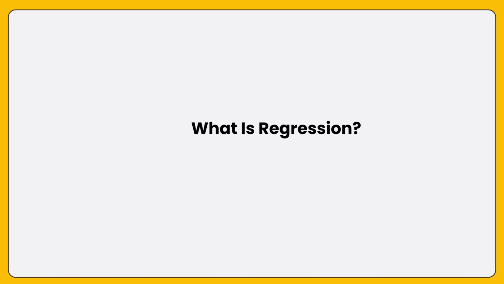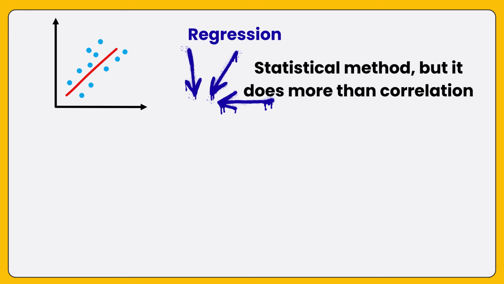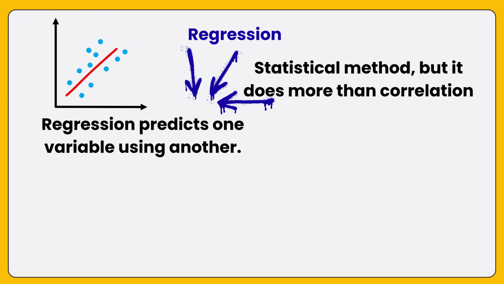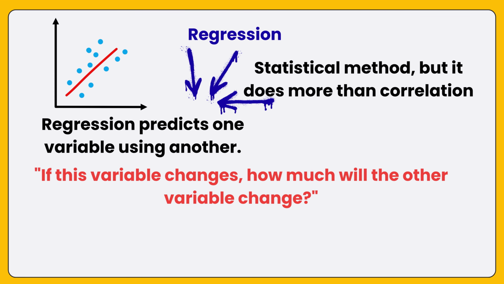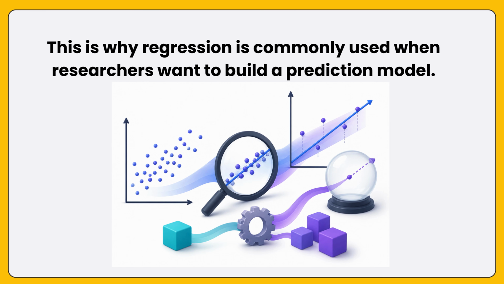What is regression? You can watch the above linked video to learn how to perform regression. Regression is another statistical method, but it does more than correlation. Instead of only checking whether two variables are related, regression examines whether one or more variables can explain or predict another variable. Regression answers questions like: if this variable changes, how much will the other variable change? This is why regression is commonly used when researchers want to build a prediction model.